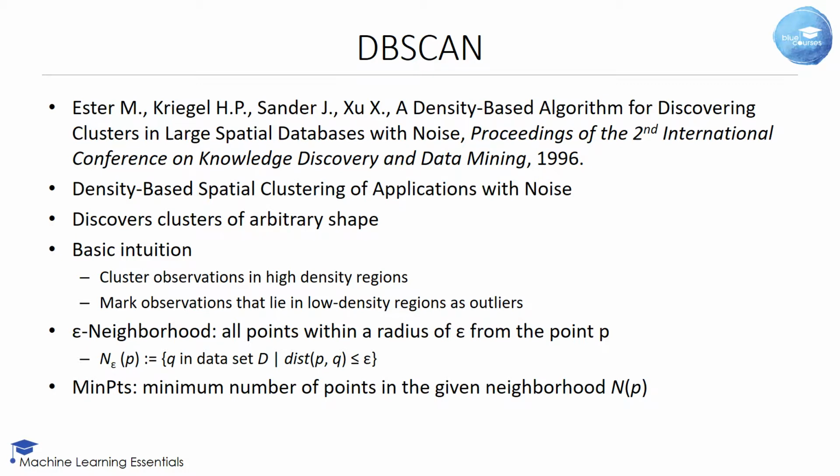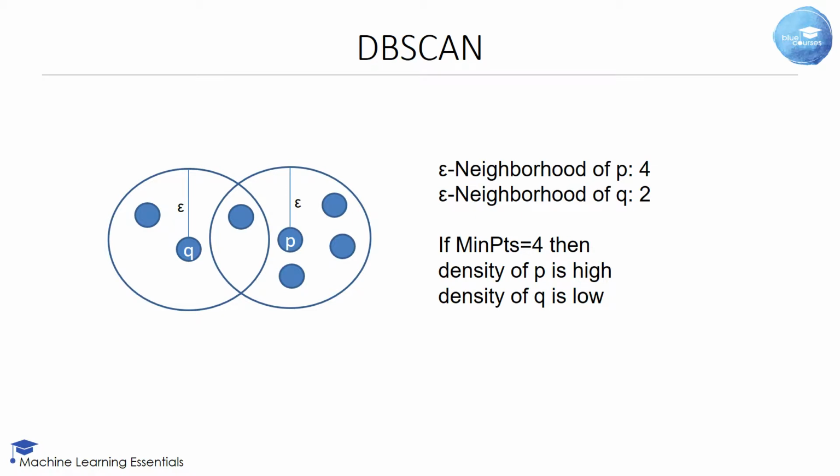A first key concept is the epsilon neighborhood, which consists of all points within a radius of epsilon from the point P, defined as shown. A second key parameter is min-PTS, which represents the minimum number of points in the given neighborhood N(P). Here you can see this illustrated. The epsilon neighborhood of point P is 4, whereas the epsilon neighborhood of point Q is 2. If min-PTS equals 4, then the density of P is considered high, whereas the density of Q is considered low.